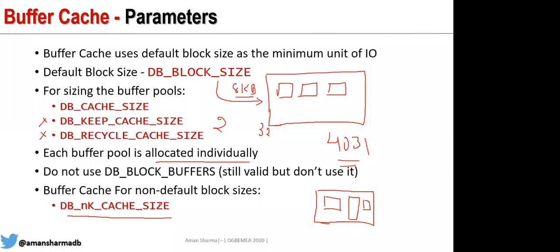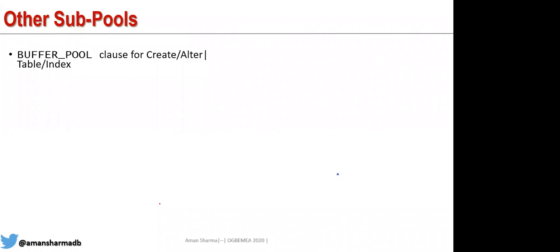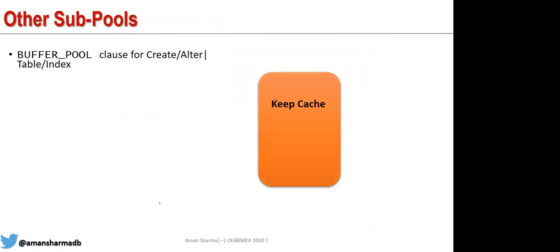Now, in case you want to use the keep cache or recycle cache for some of the objects, for example a table or index, what you can do is put that particular object in the storage clause, with the parameter called buffer pool, and you can mention over there the keep cache or the recycle cache.